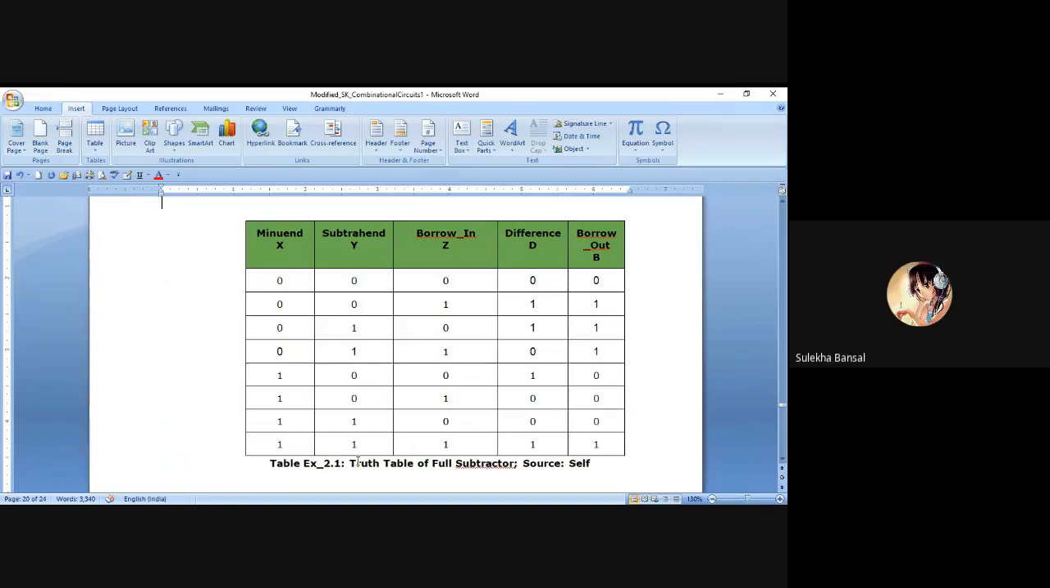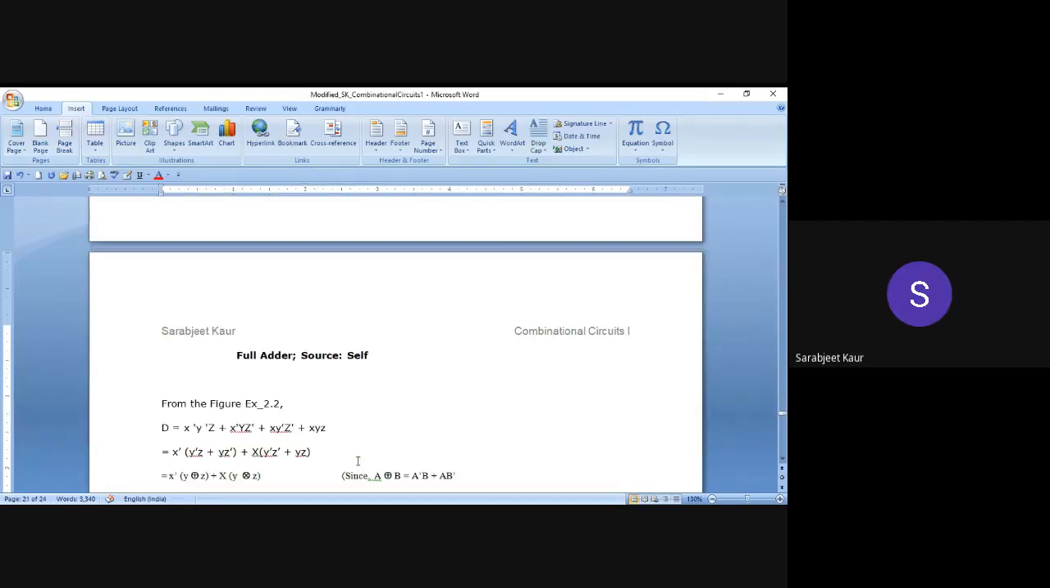It is x dash z plus yz plus x dash y. Same. Good. Does somebody need a minute to work it out?